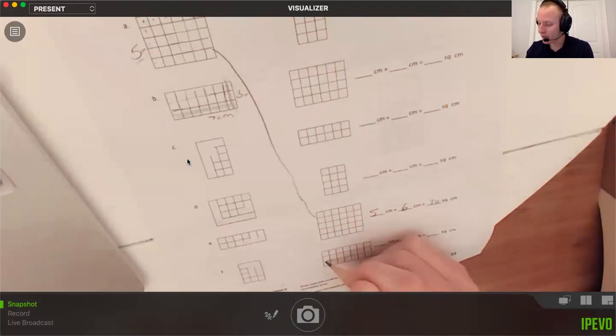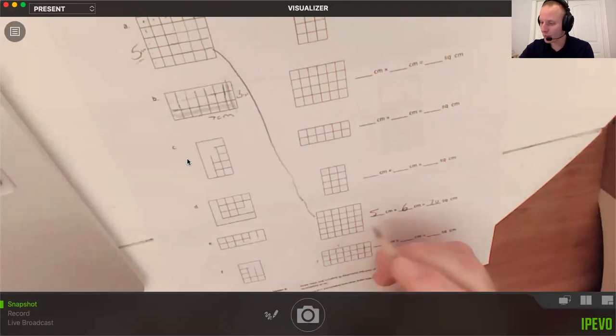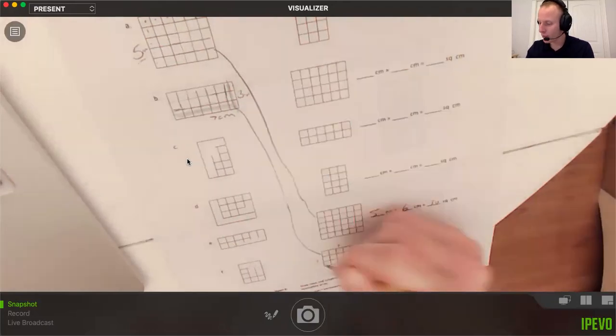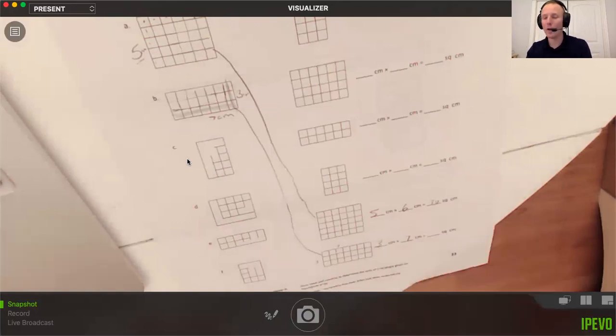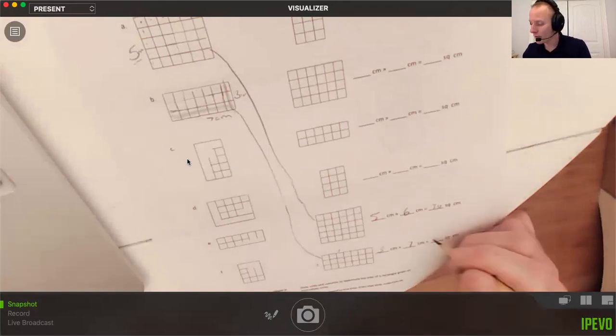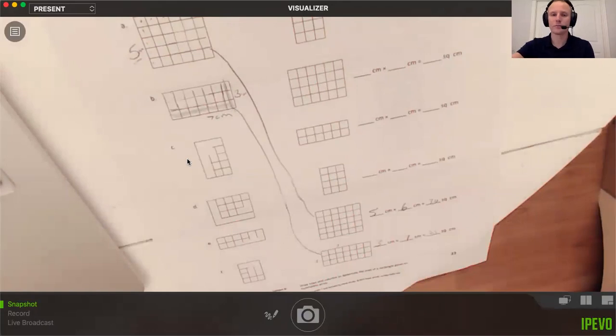7 and 3. So 3 and 7. Well, those two match. And so I have 3 centimeters times 7 centimeters. 3 times 7 is 21. So that's 21 square centimeters.